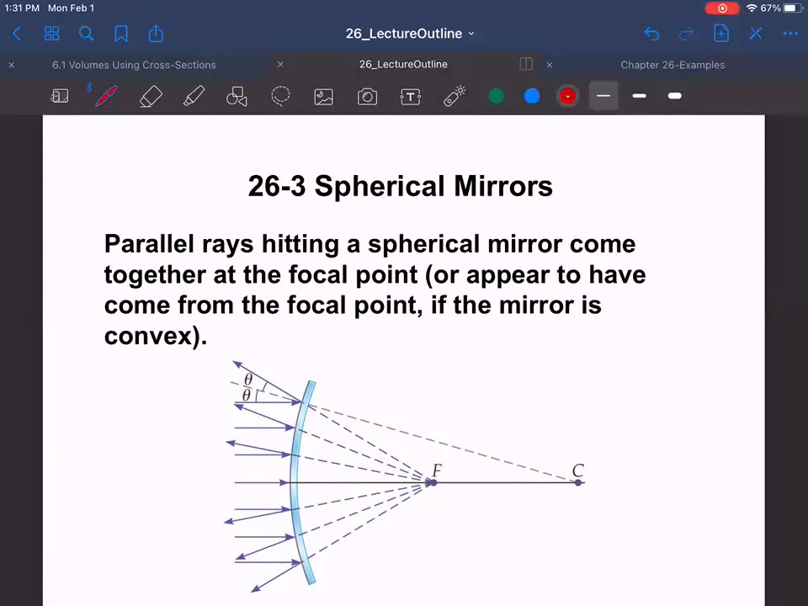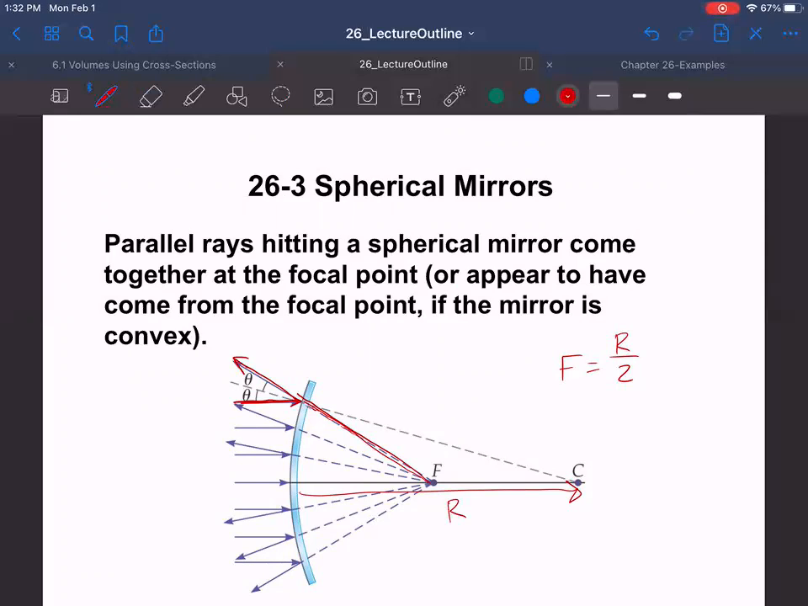Parallel rays hitting a spherical mirror come together at the focal point. So if you're looking here, this is a convex mirror. On the left-hand side, you have incoming rays, right? Again, they reflect off the angle they hit at, which just so happens to make them reflect away. See, if we draw that backwards, it's reflecting away from the focus. So the light, if it comes in parallel to the principal axis, will appear to have come from the focus of the mirror. And the focus of the mirror just so happens to be half the radius, where this is the radius.